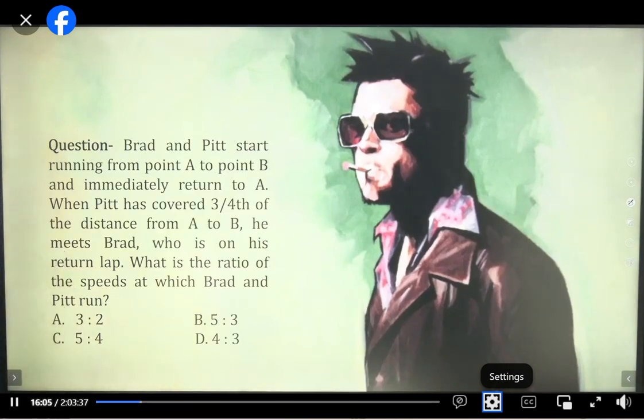Brad and Pitt started running from point A to point B and immediately returned to A. When Pitt has covered 3/4 of the distance from A to B, he meets Brad, who is on his return lap. What is the ratio of the speeds at which Brad and Pitt run?